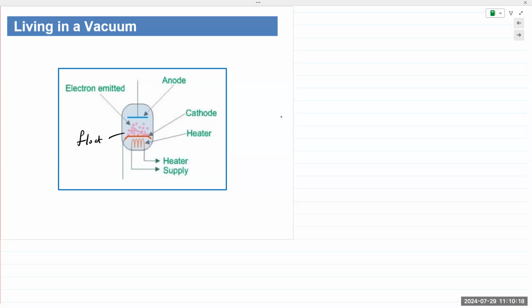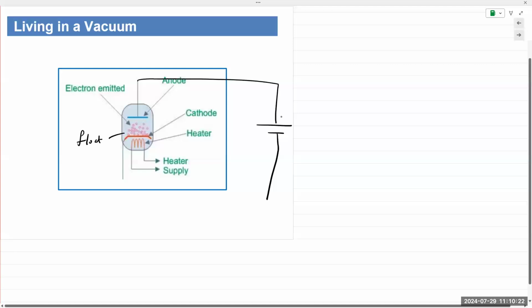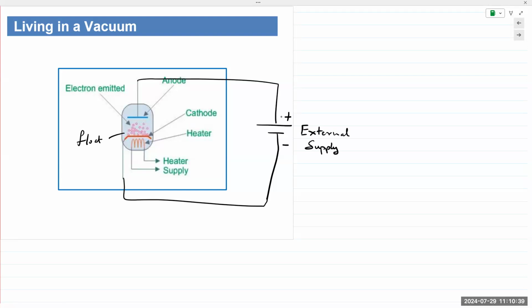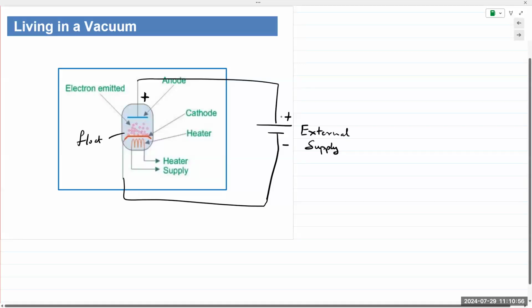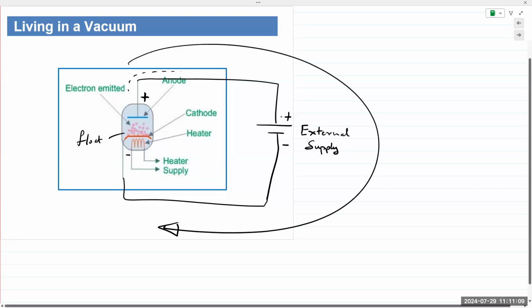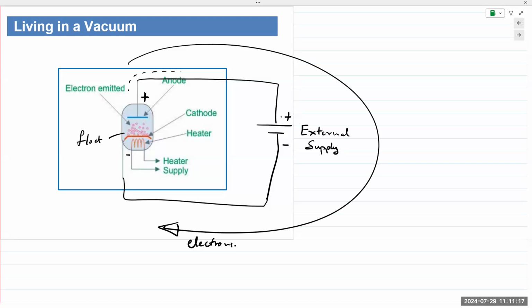If we connect the anode and the cathode to an external power supply, positive, negative, what would happen? Electrons have what kind of charge? Electrons have negative charge. Anode is connected to the positive end of the supply. Opposite charges attract, same charges repel. So if you have a positive and a negative connected here, the electrons are attracted to the anode, and thus there is movement of electrons in a clockwise direction. So electrons move in a clockwise direction through the wire, through the external supply.